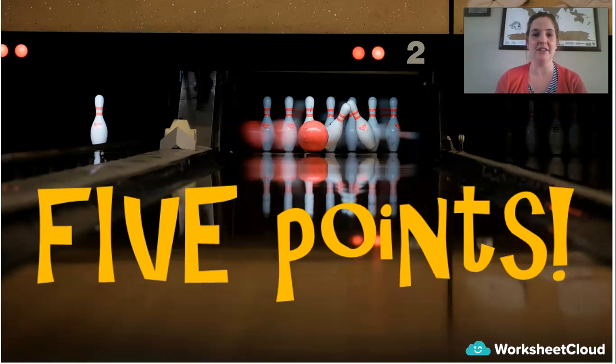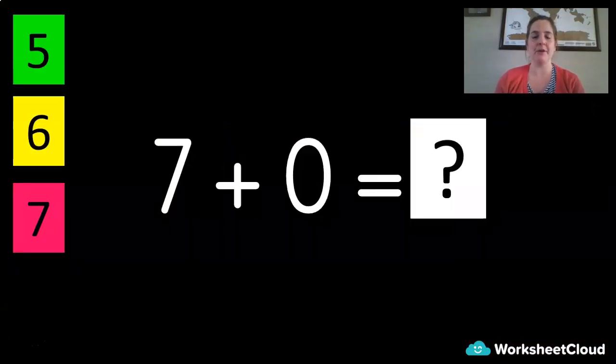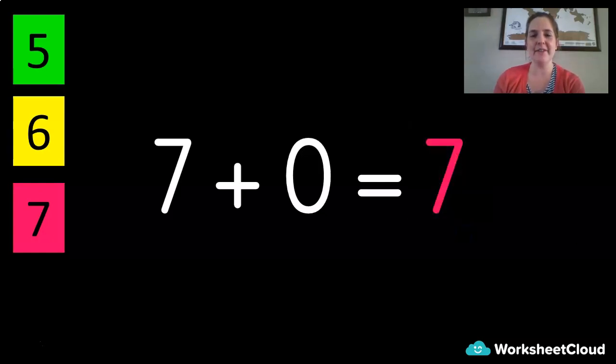Okay, let's get started. Here's a sum. I'm going to count to 4 in my head, and then I'm going to say the answer. And if you've said it first, you get the point. Okay, go. The answer is 7. 7 plus 0 equals 7. Did you beat me? Let's do another one. Oh, here, by the way, are the answers. 5, 6, or 7. You have to choose 5, 6, or 7 because we're doing bonds of 5, 6, and 7. So 7 plus 0 equals 7. Okay, next one.